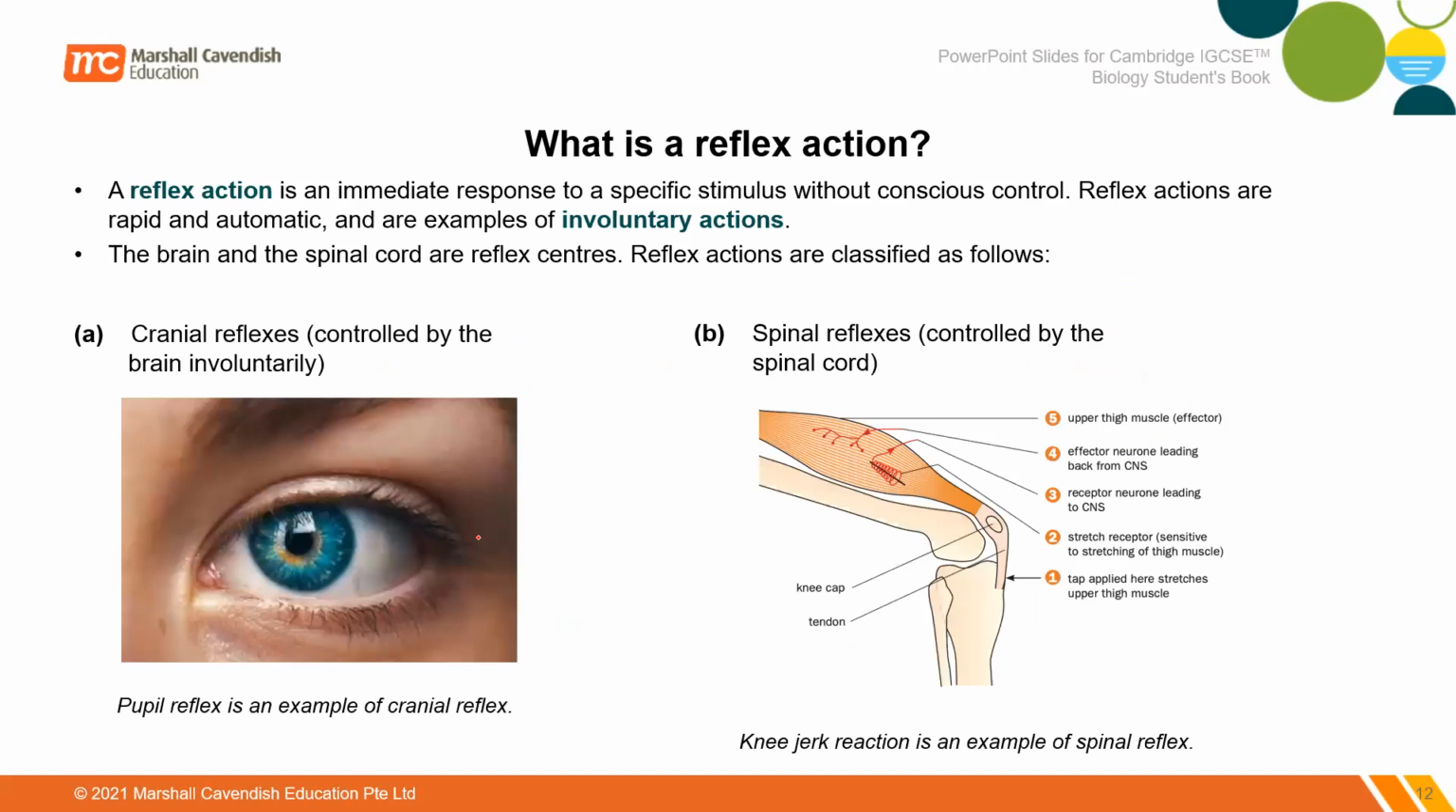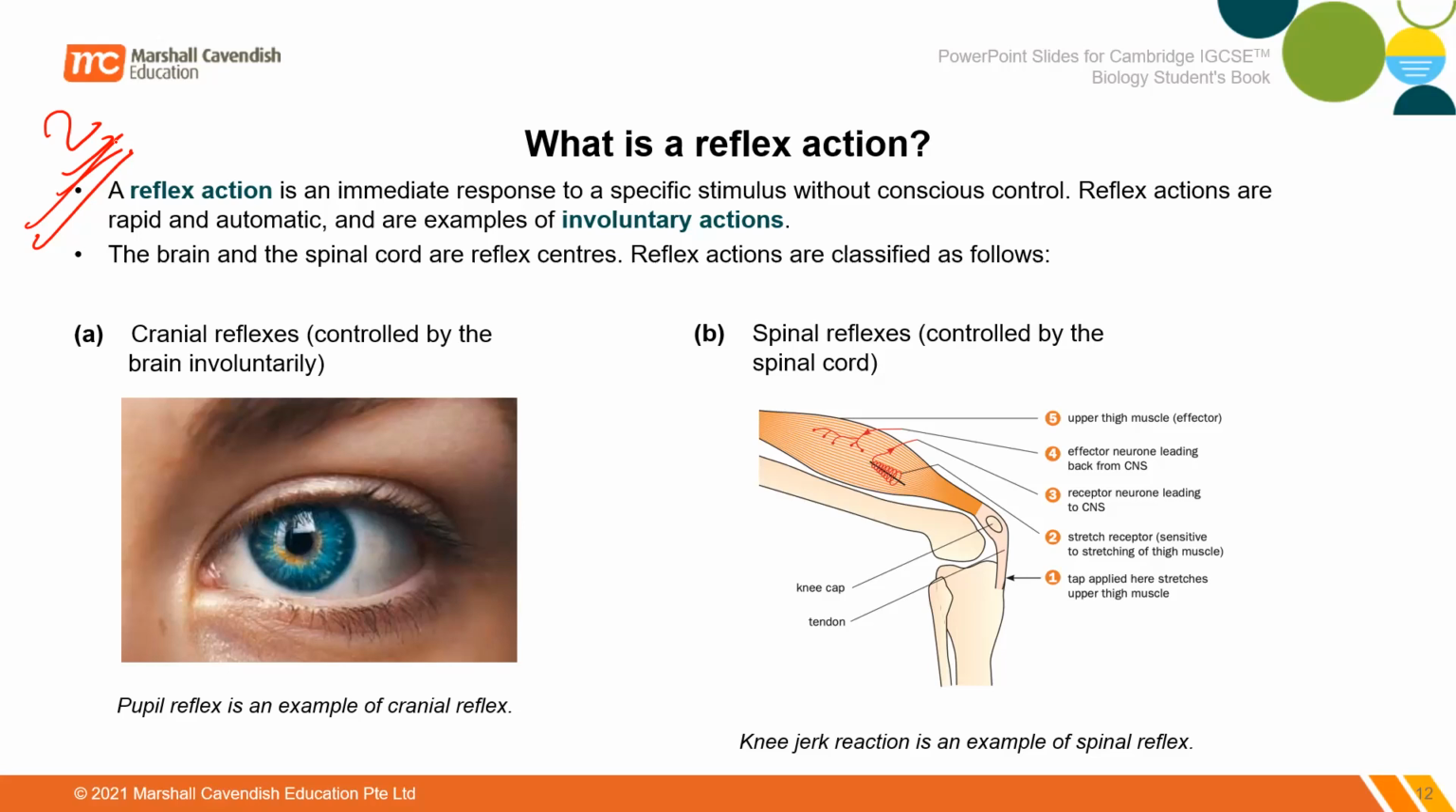We have some examples of reflex action. The definition of the reflex action is a 2 marks definition. Reflex action is an immediate response to a specific stimulus, and it's rapid and automatic. Rapid or automatic, both are the 2 features of the involuntary actions in the body. So if he said, what are the main features of the reflex action? You can say it's rapid, automatic, and it is an immediate response to a specific stimulus. Okay.